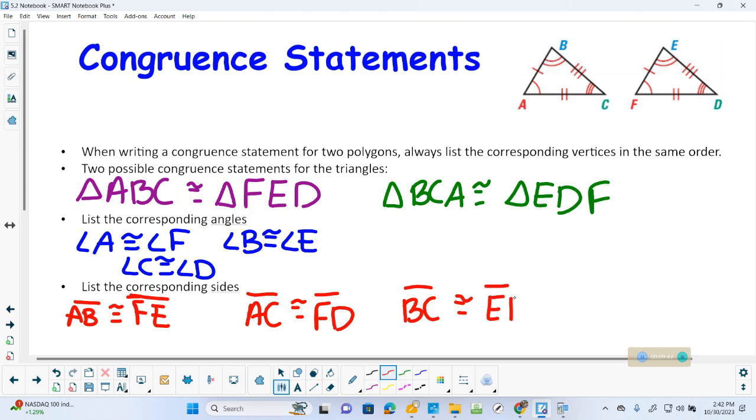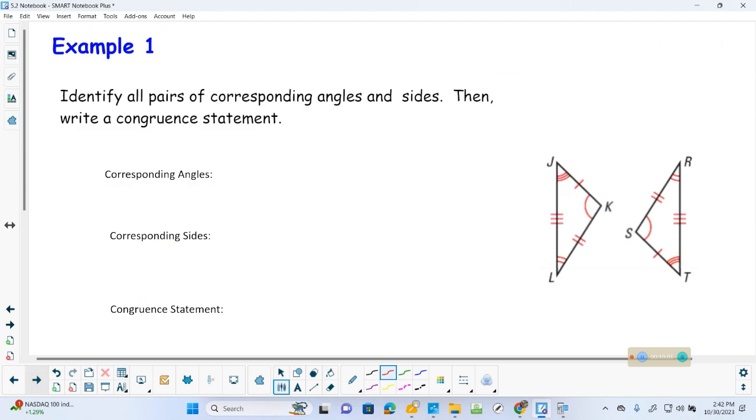So difficult? No, but time consuming to write out all these pieces? Definitely, okay? And again, you just have to keep all those corresponding pieces together. All right, any questions on that one? This is the majority of what we're doing today. So identify all pairs of corresponding angles and sides.